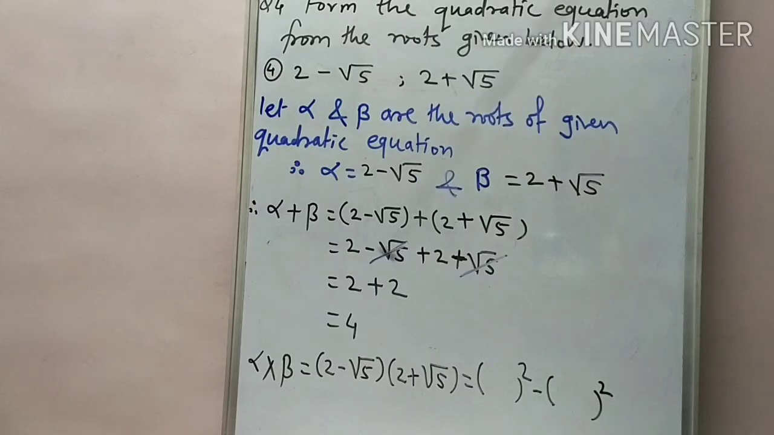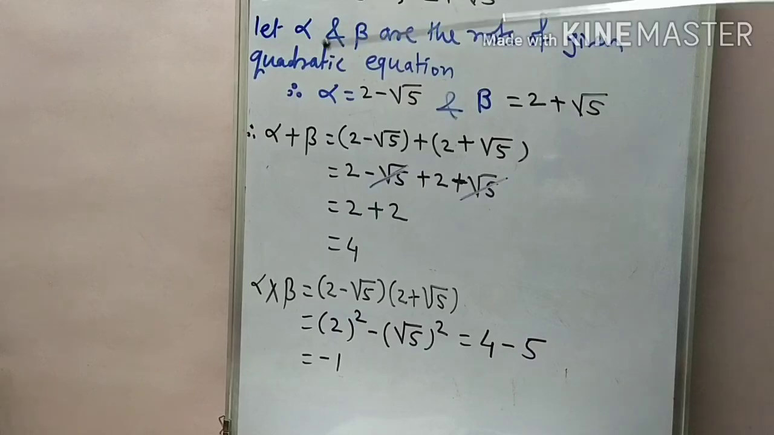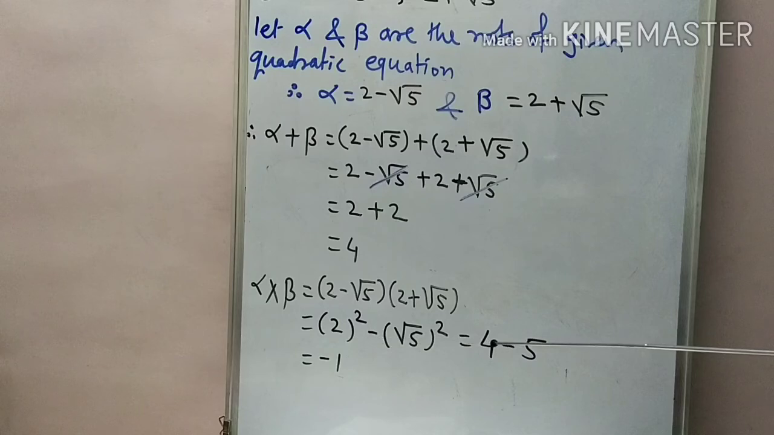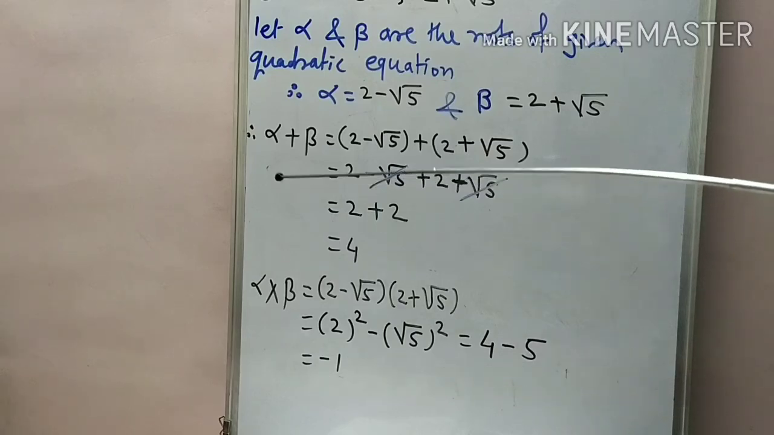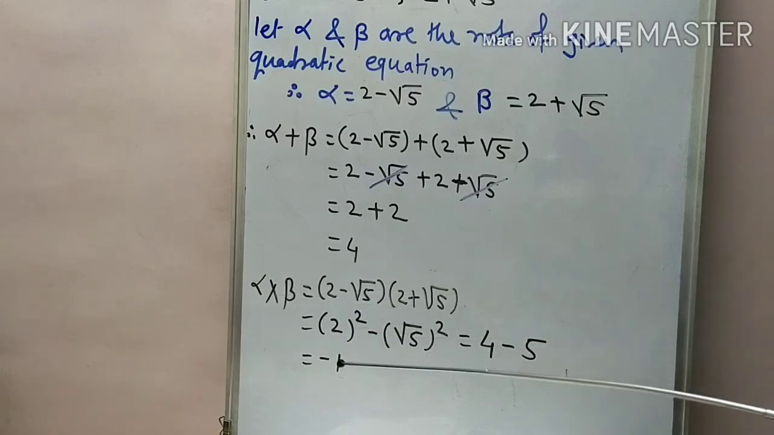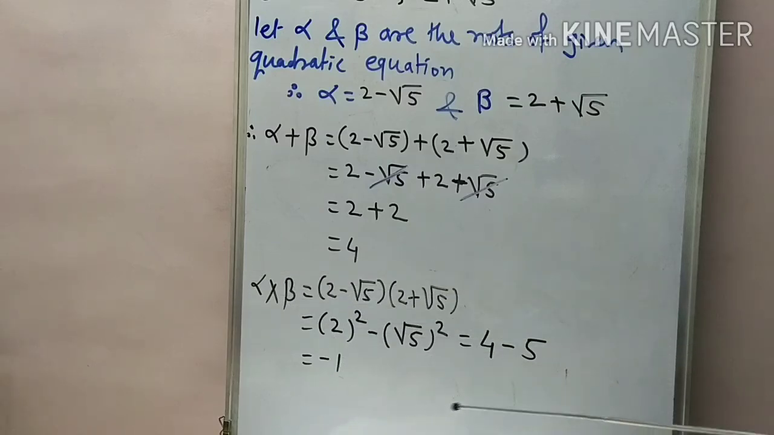where value of a is 2 and value of b is root 5. Now we substitute those values over here and again simplify it like this. a square, the square of 2, is 4, minus b square, the square of root 5, is 5. 4 minus 5, answer is minus 1. So here we are getting alpha plus beta as 4 and alpha into beta as minus 1, and then we write out the general form of the quadratic equation in terms of roots, and we substitute those values in that equation. So you will get that quadratic equation.